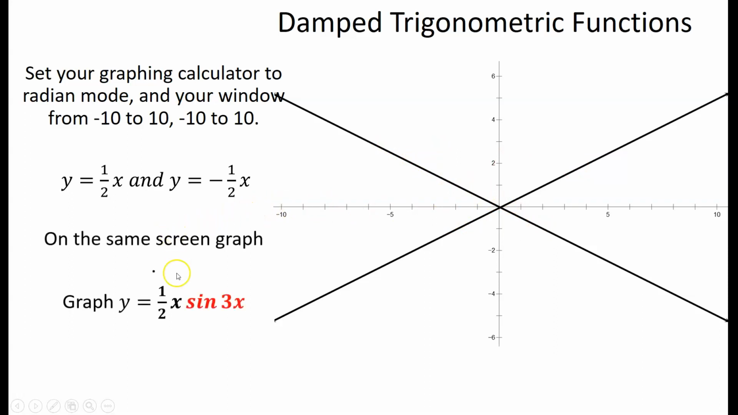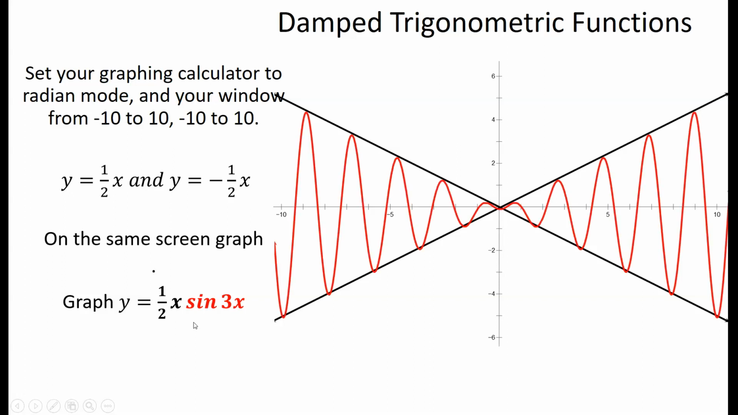But now I'm going to have you add something else. I'm going to have you go back to your y equals and put in a third equation. Leave these two in. Go to your third equation and put in 1/2 x sine 3x. 1/2 x sine 3x. And then go ahead and graph that. You should end up with something approximately like this.